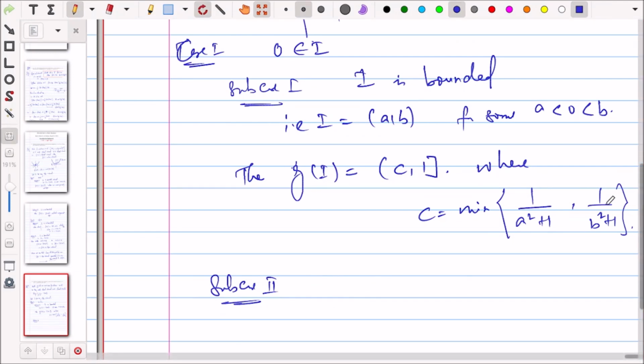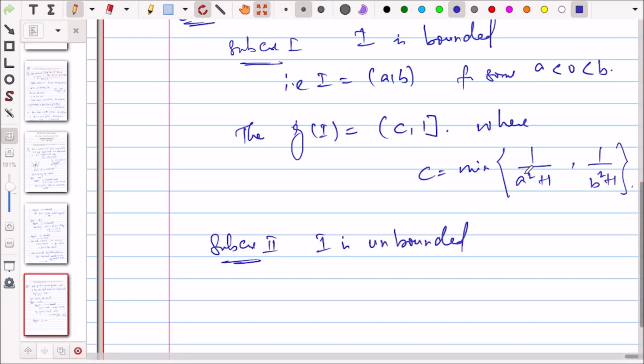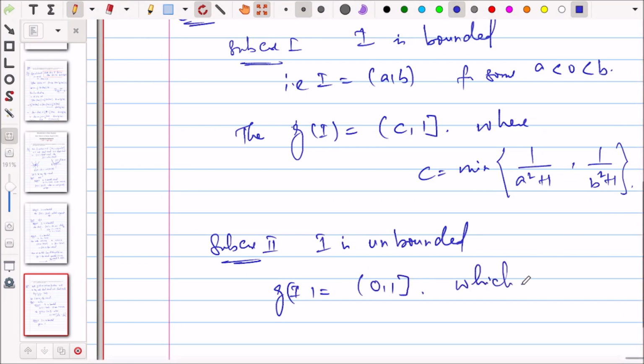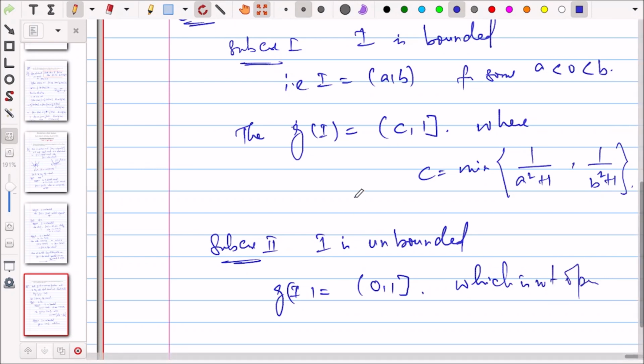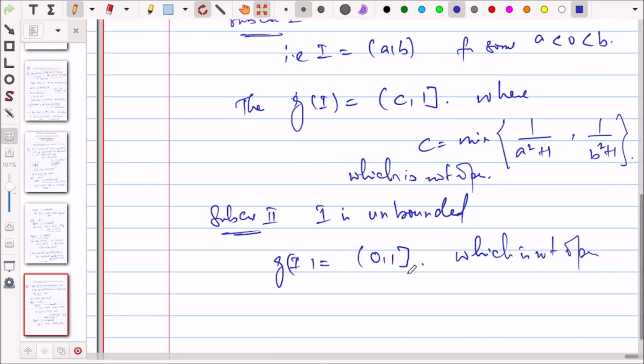So now I is unbounded. When I is unbounded, then 1 by x square plus 1 will go to 0. So that means our g of I will be 0 to 1, where 0 is not attained, so it is not open. So when 0 belongs to I, then the interval g of I is not open.